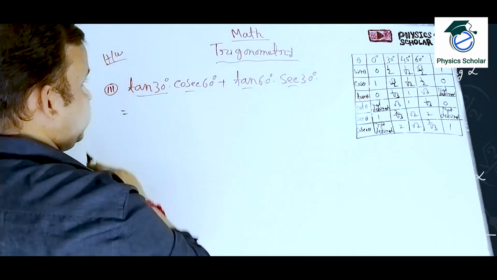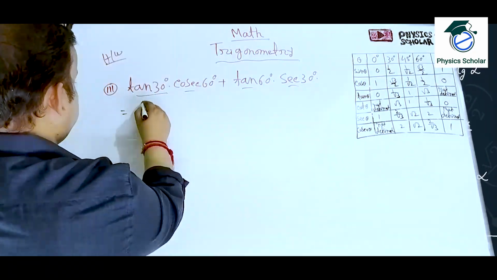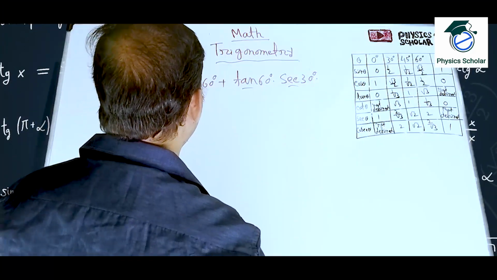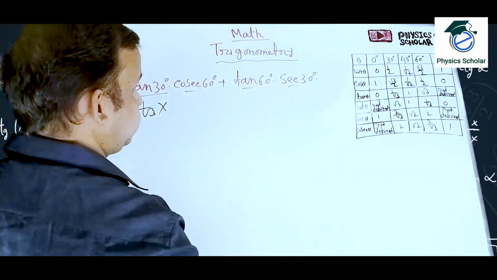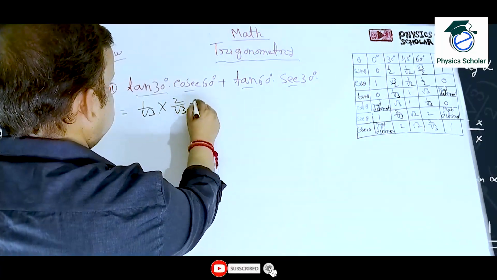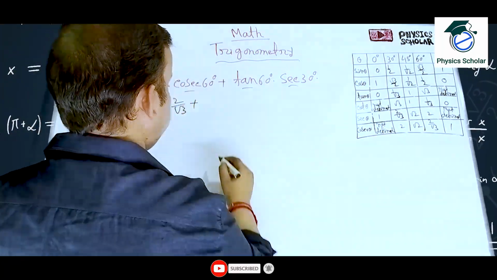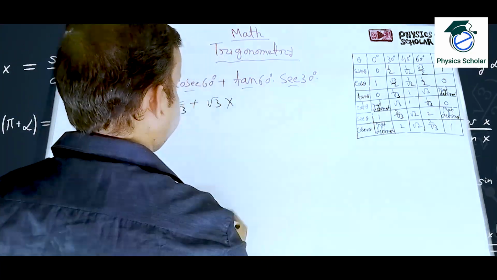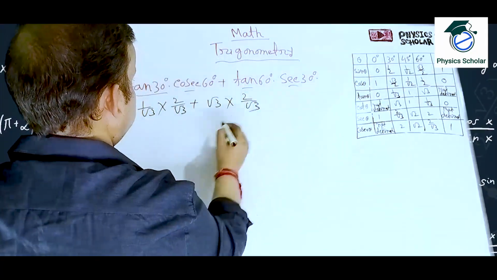So tan 30. What is the value of tan 30? 1 by root 3 into cosec 60 degree. Cosec means the reciprocal of sine. So cosec 60 degree means sine 60 degree is root 3 by 2, so it will be 2 by root 3 plus tan 60. What is the value of tan 60? Root 3 into sec 30 degree. What is the value of sec 30 degree? 2 by root 3.